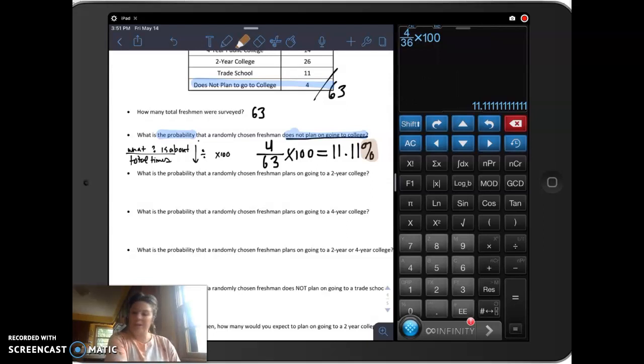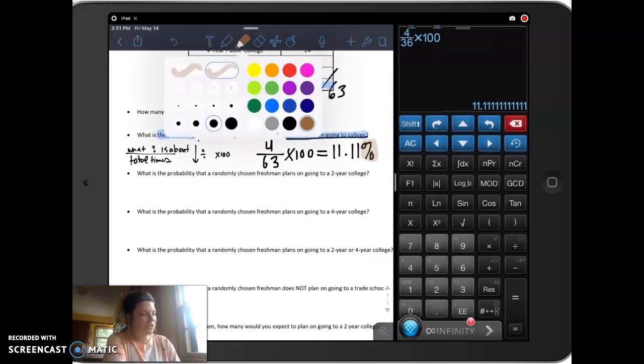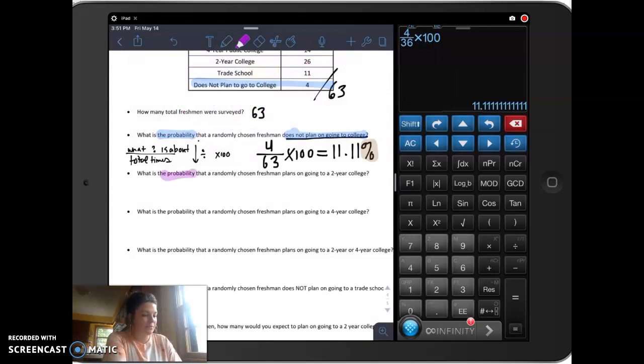Okay, I'm going to pick up the pace a little bit. You're going to see these questions go by really, really fast. The next question says, what is the probability? So we know, set ourselves up for success. We know we need to have two numbers. We need to multiply by 100. That a randomly chosen freshman plans on going to two-year college. So looking up at our table, we see that 26 people said that. So it's the number of people who did what the question is asking about over the total. Let's go, I'm just going to change. Oh no, I put in the wrong numbers. You guys, 63.